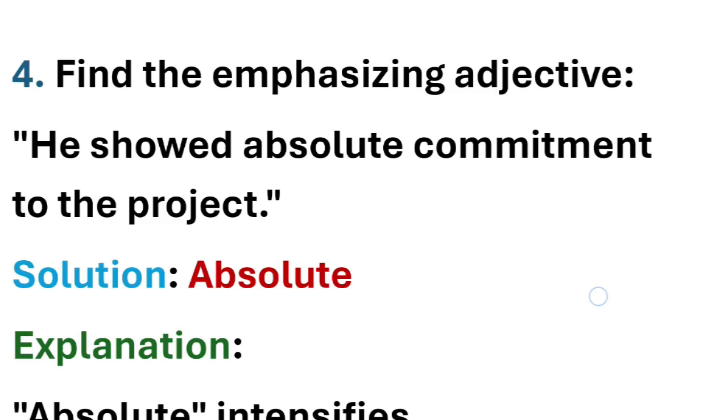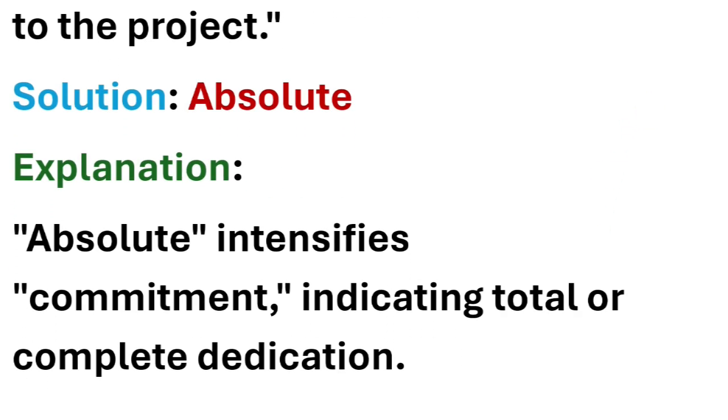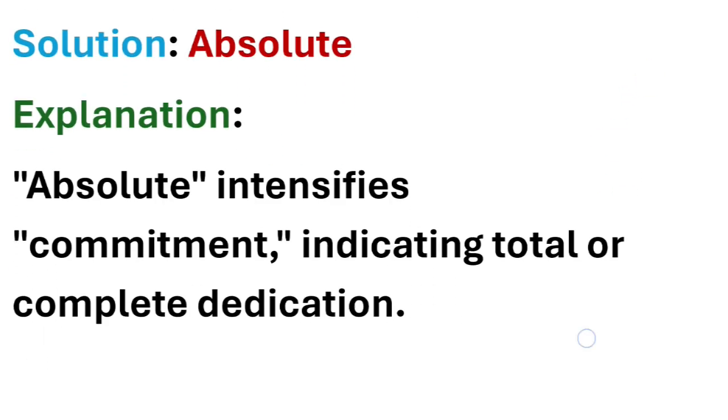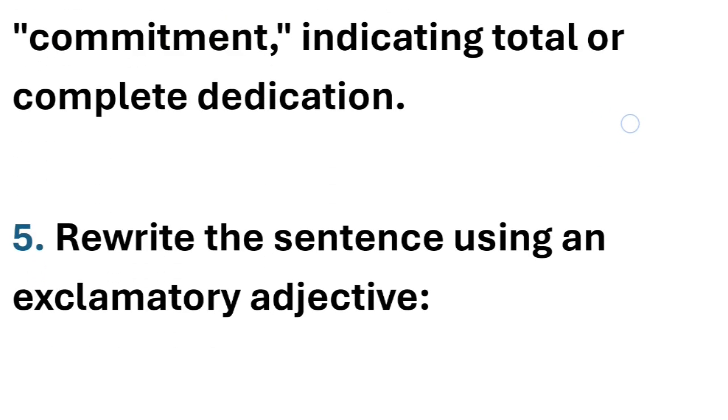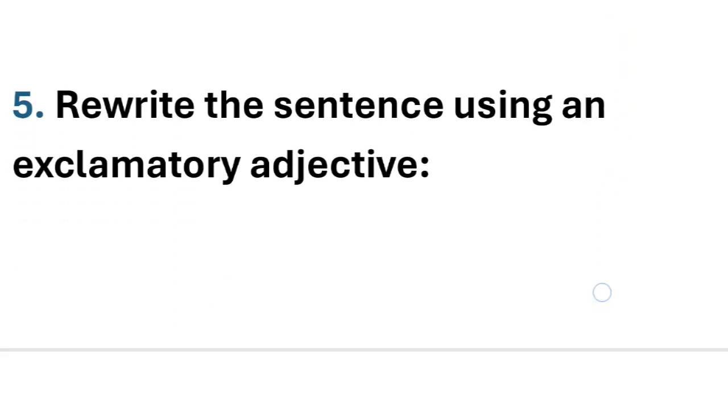Question 4 says, find the emphasizing adjective. He showed absolute commitment to the project. This is a sentence and we have to find which one is emphasizing adjective. The word is absolute because it's putting a kind of pressure on the noun commitment. In the explanation section, we are going to discuss absolute intensifies commitment, indicating total or complete dedication. So commitment is noun and absolute will be the answer.